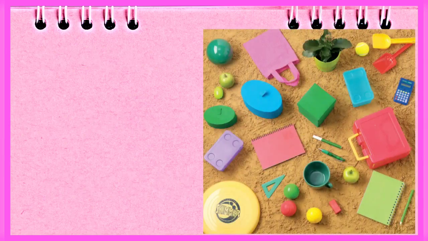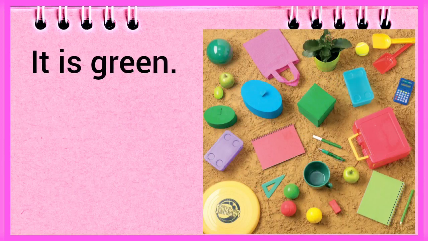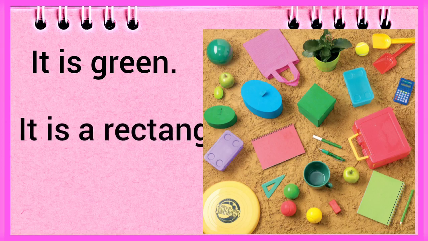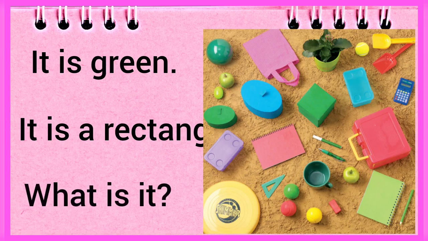اینم از عکس بعدی. It is green. Green، سبز. It is a rectangle. Rectangle، مستطیل. خب حالا what is it؟ فکر کن. Yes, it's a notebook. This is a notebook. A green rectangle notebook. یه دفتر سبز مستطیلی.